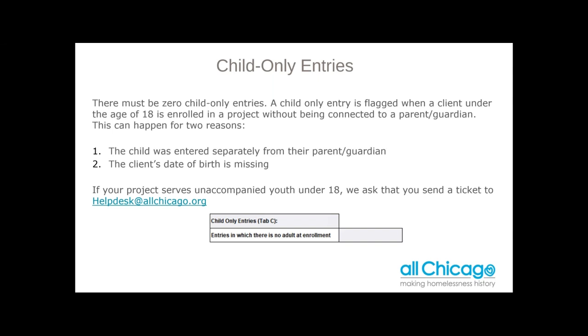If a client is missing a date of birth, they're going to automatically show up as a child-only entry. One thing to be mindful of: if you have, let's say, 2 date of birth issues, and you also have 2 child-only entry issues, more than likely, it's a client missing the date of birth. There are cases where projects do serve unaccompanied youth under the age of 18. If you do have that situation, just submit a help desk ticket so we can account for it.